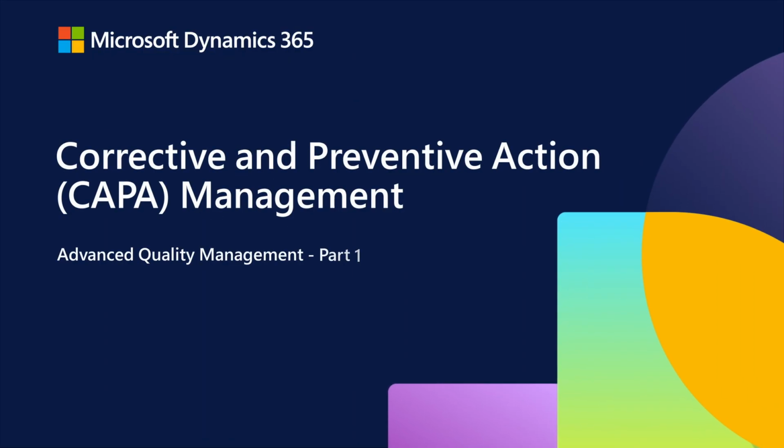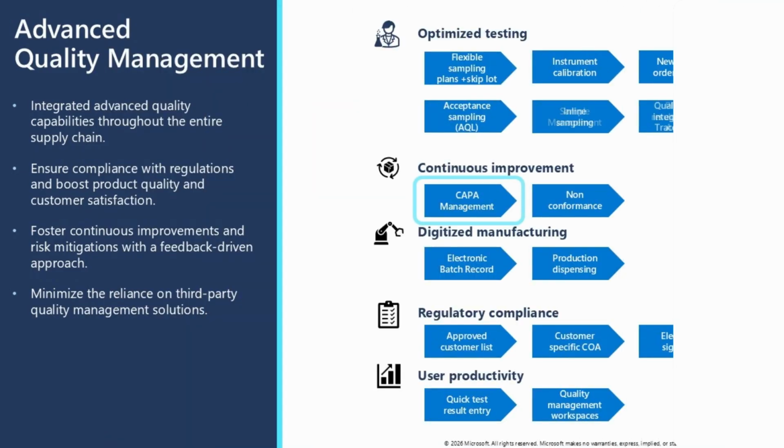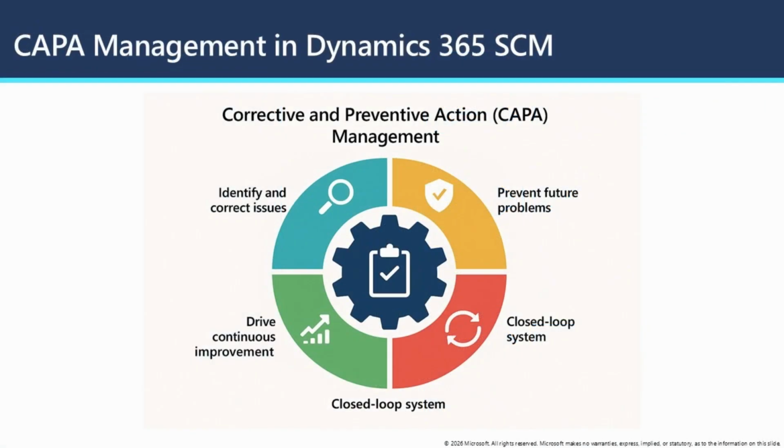Let's begin this session by introducing the feature, CAPA management. CAPA management lets you create and maintain records of the actions that are taken to manage and resolve nonconformities or defects. By planning, tracking, and analyzing CAPA cases, you can develop efficient processes that can also help resolve similar issues.